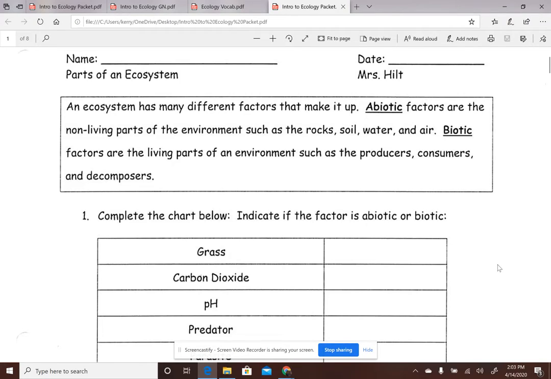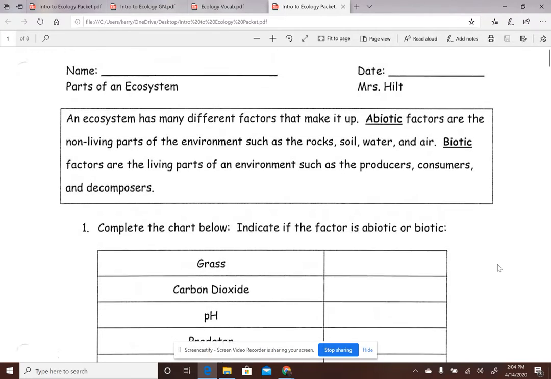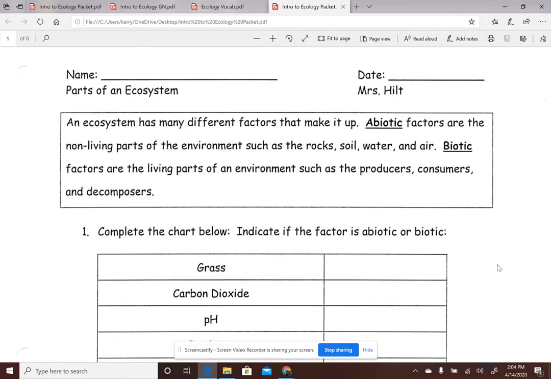Hey guys, just want to go over the parts of an ecosystem packet with you. So I'm just going to read along with you and hopefully bring some clarification. The first part says an ecosystem has many different factors that make it up.